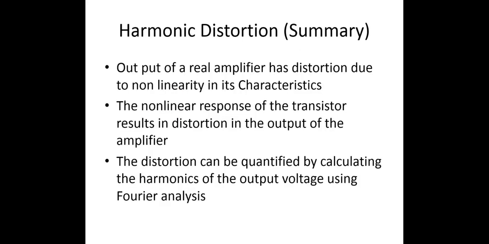So let's summarize our discussion. Output of a real amplifier has distortion due to non-linearity in the transistor. We can quantify this distortion by doing the Fourier analysis. The relative amplitude of the higher harmonic then gives us the quantitative picture of the level of distortion in the amplifier output.